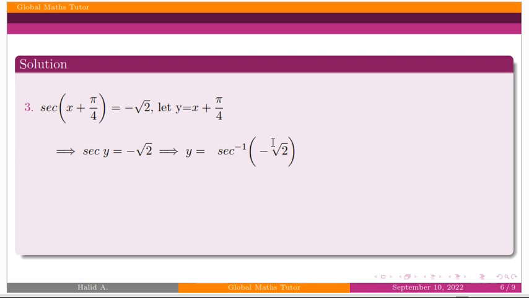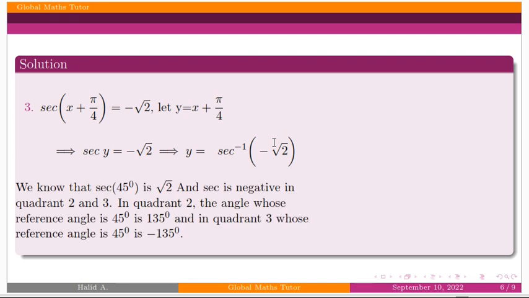So 1 over radical 2, or root 2 over 2, is a trigonometric value for sine and cosine of 45 degrees from previous lessons. After getting this, sec of 45 degrees gives radical 2. Because the sign is negative, we need to find out in which quadrant this is the value. So sec has the same sign as cos, and cos is negative in quadrants 2 and 3. After finding out in which quadrants, we know that the reference angle is 45 degrees.